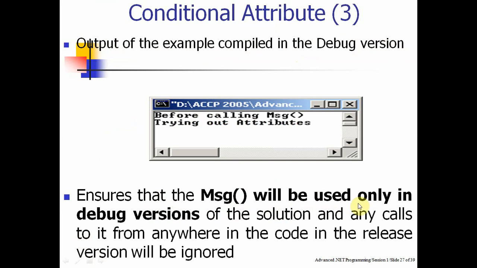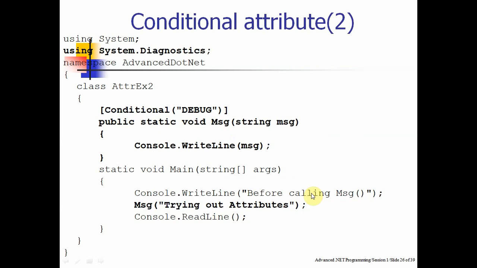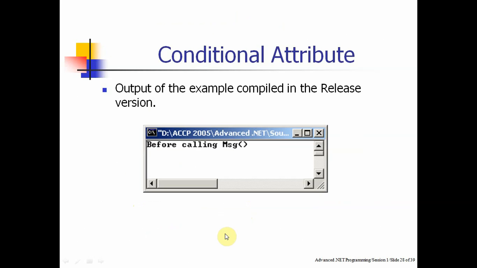So ensure that the message will be used only in the debug version of the solution, and any call to it from anywhere in the code in the release version will be ignored. अगर release version होगा, in case of release version, the first function MSG function will be ignored. Only this part will be executed. ये वाली लाइन इग्नोर हो जाएगी. मतलब क्या होगा, जब ये लाइन इग्नोर होगी तो ऑटोमेटिकली एक ही लाइन का आउटपुट आएगा, केवल ये आउटपुट आएगा, और उसके बाद ये जो कंसोल डॉट रीड लाइन इसको होल्ड करेगा स्क्रीन को, और ये इग्नोर कर दिया जाएगा. So you can see this output also in this slide, output of the example compiled in the release version.